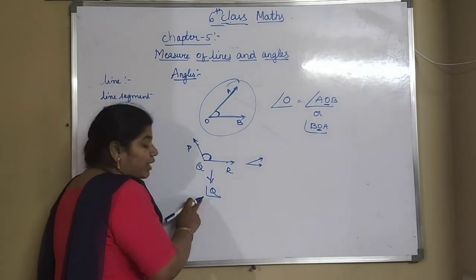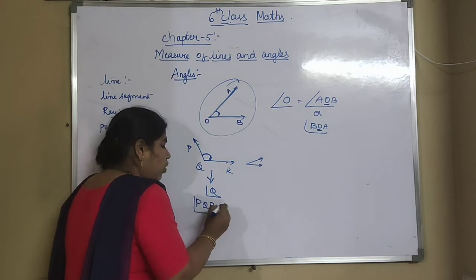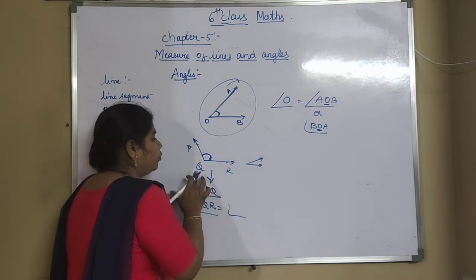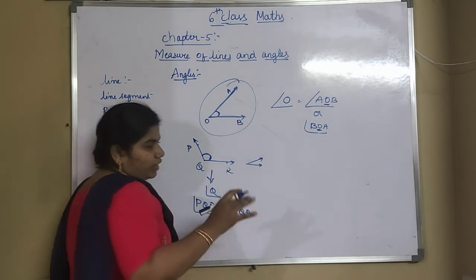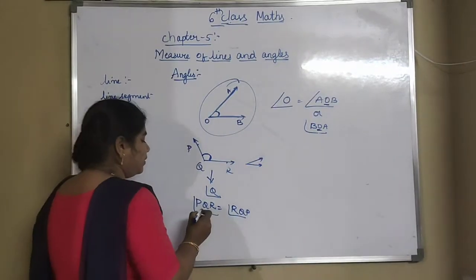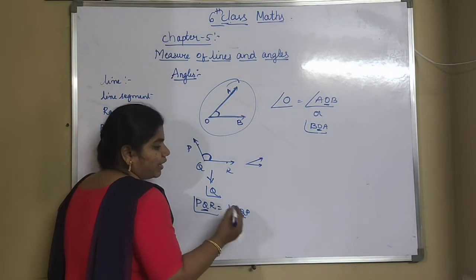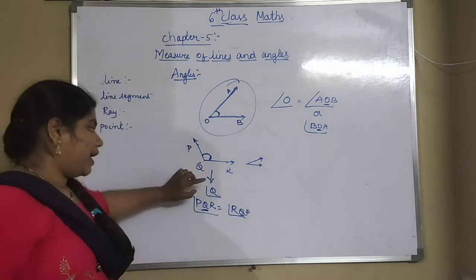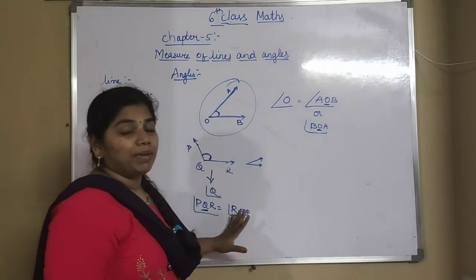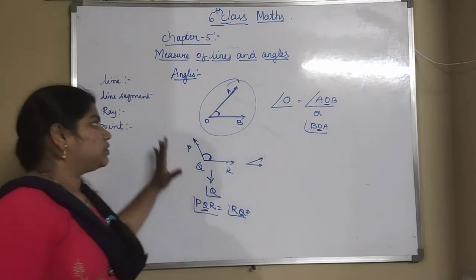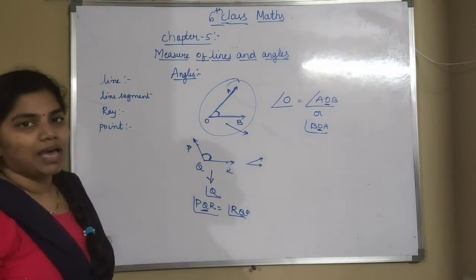So this angle Q can be written in the form of PQR, or we can also write in the form of RQP. So only you have to see which alphabet is lying in the middle. Which alphabet is lying in the middle, that belongs to angle there. Angle Q can be written in the form of PQR, in the same way RQP. So what do you mean by angle? The union of two rays forms an angle.